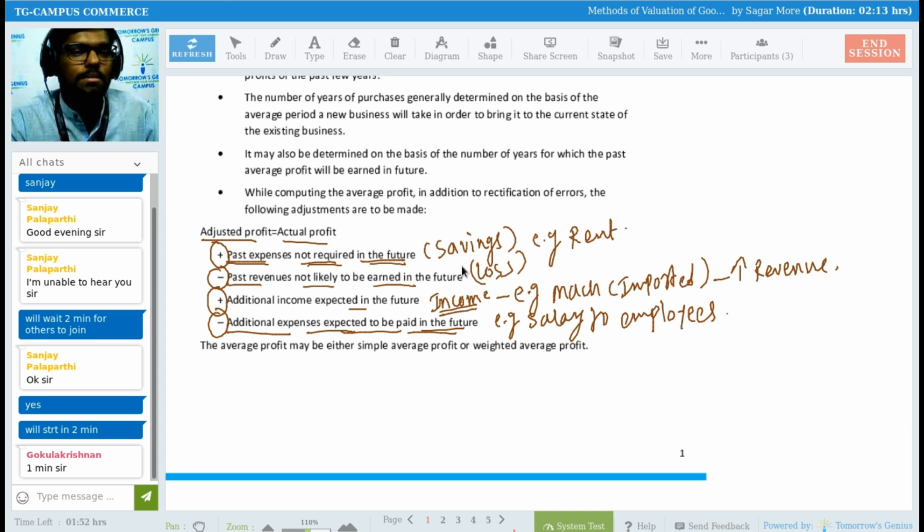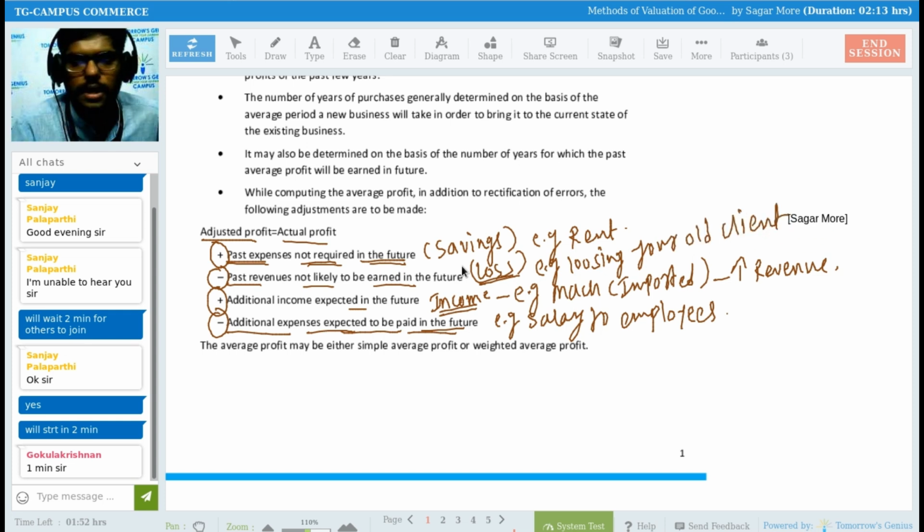Similarly, if income that you are earning in the past you are not going to get in future, so that is loss for you, that we have to subtract. I give you example, you are losing your old client, right Sanjay? I was your old client, I was purchasing goods and services from you, but from future, from today onwards, I'm not going to purchase. It is loss for you, you have to subtract that.